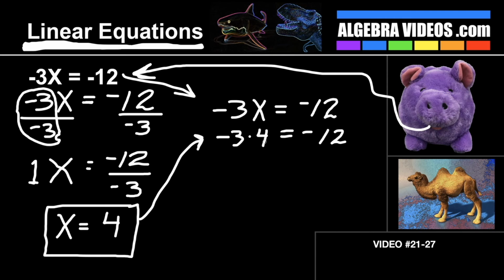Okay, negative 3 times 4 is negative 12. Right? And that's equal to, just bringing down the other one, negative 12. So negative 12 does equal negative 12. So check, that's correct. And so that proves that our solution of x equals 4 is correct. So I'm going to give us an A+.